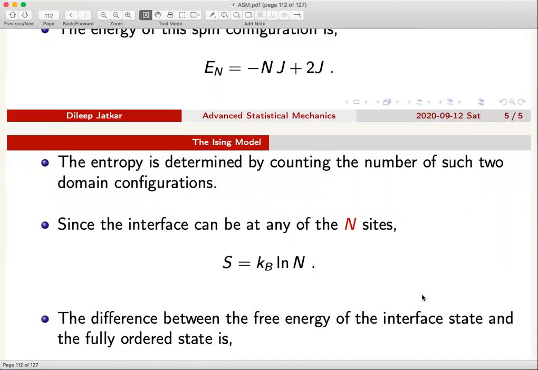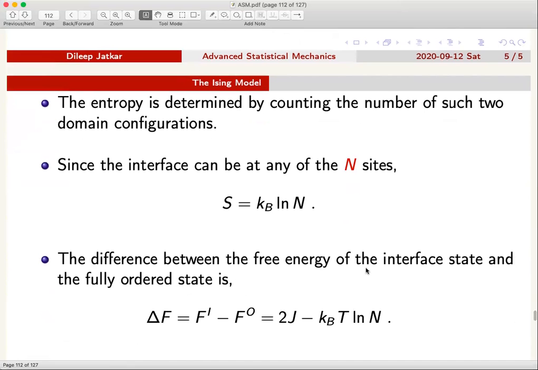That means you have a domain of spins pointing down, juxtaposed by a domain of spins pointing up. Where this interface happens is something we would keep free, but it is only the interface which is going to contribute to change in the energy of the state. Fine. What we want to ask is, what is the change in the free energy between the interface state versus the fully ordered state. So let's do that.